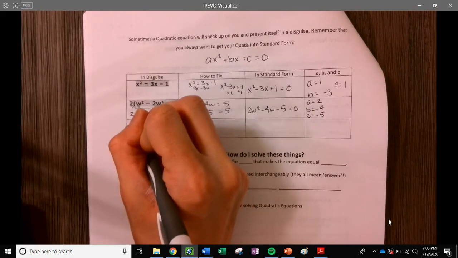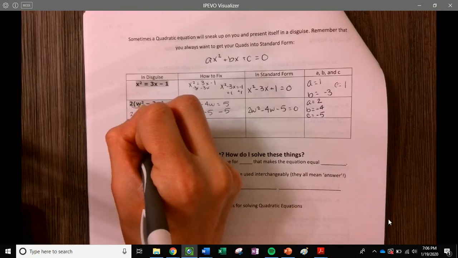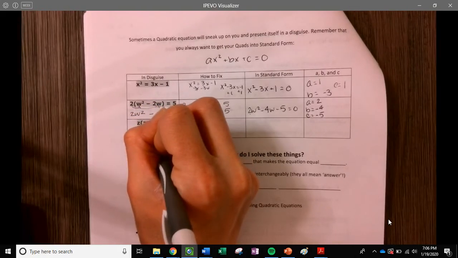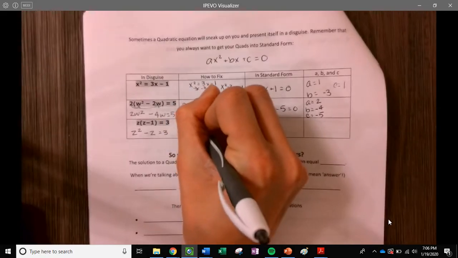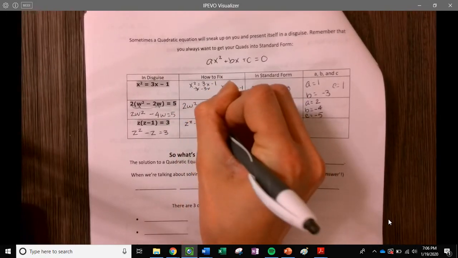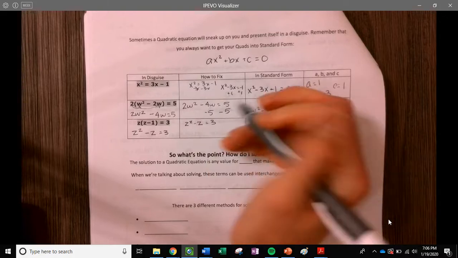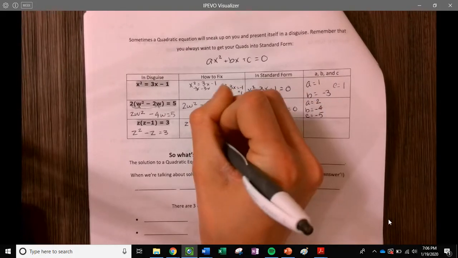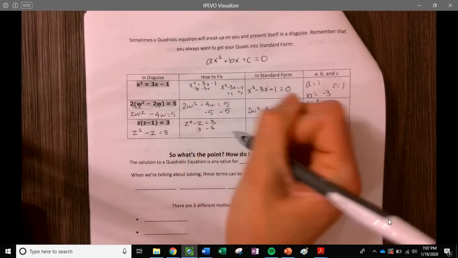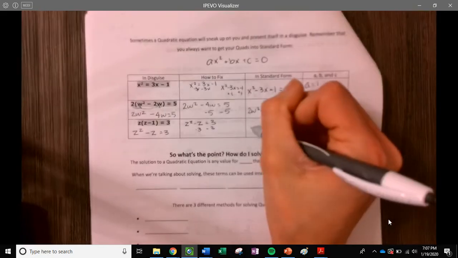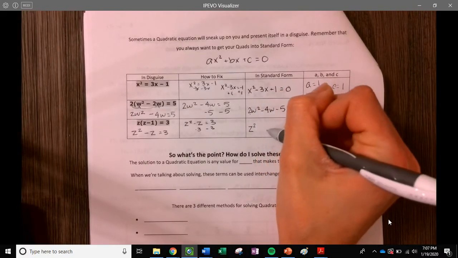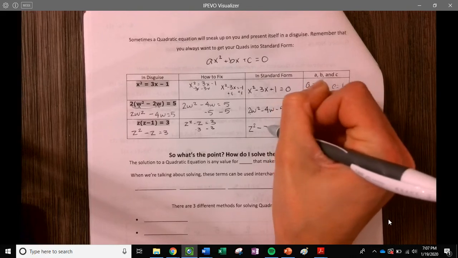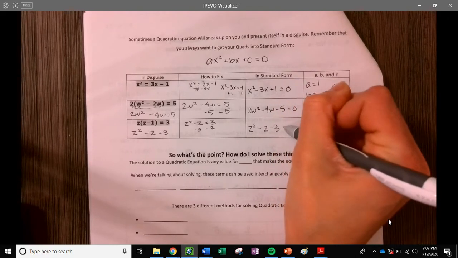We need to distribute. So I'm going to get z squared minus z equals 3. So what do we need to do here so that we can have this set equal to 0? We need to move the 3 to the other side, and we're going to do that with subtraction because it's a positive 3, which means our standard format will be z squared, trying to make sure my 2's don't look like z's and vice versa, minus z minus 3 equals 0.